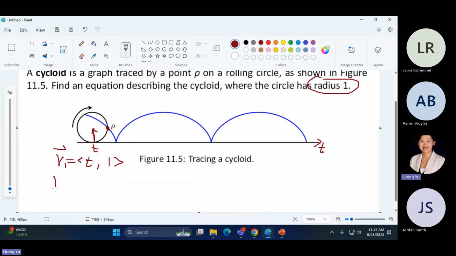Second vector, we imagine what will happen if the bike is moving forward. What happens to that point on the surface? Suppose we start from here, and then as the bike goes forward, this point is going this way. So if this is angle theta, the angle is going this way, so it's cosine theta. It's going basically clockwise.